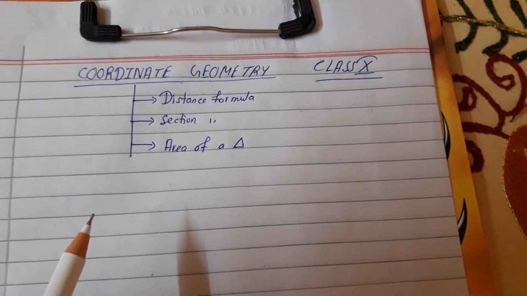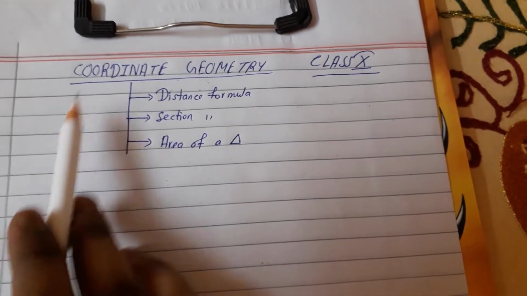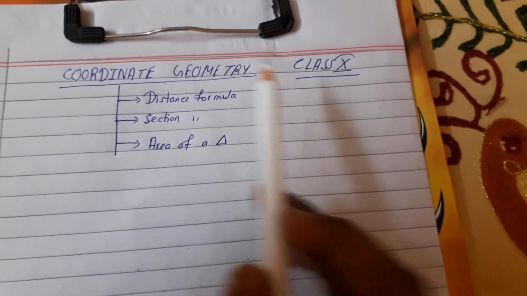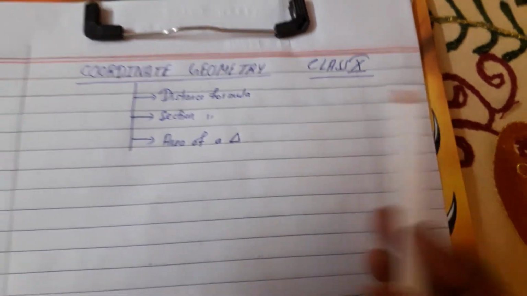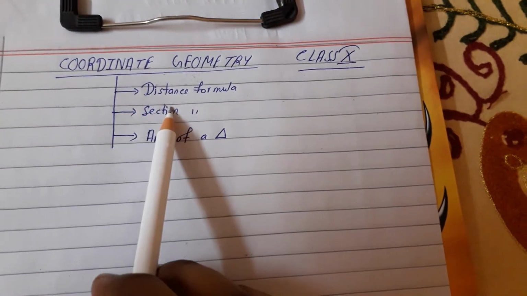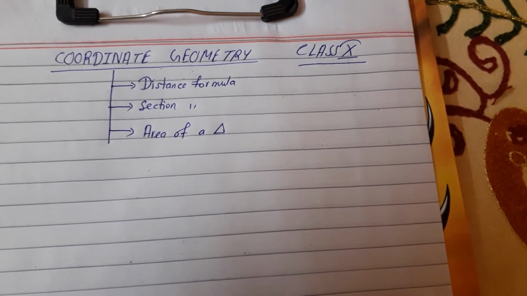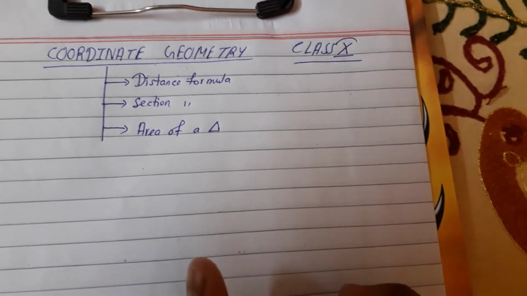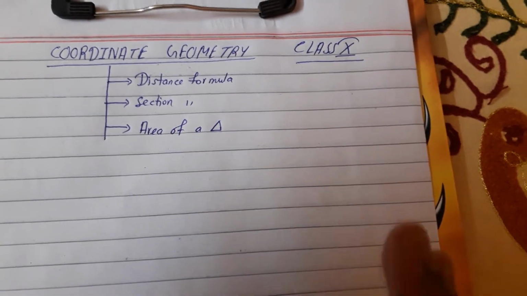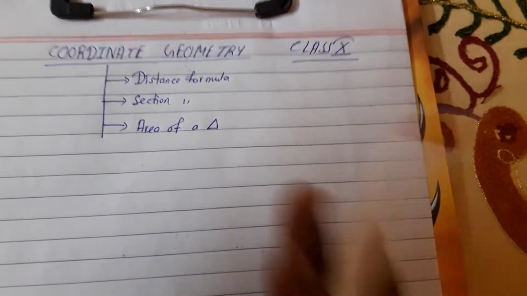Students, today I will teach you the chapter on coordinate geometry, which you have in your class 10 syllabus. This coordinate geometry is the only part of geometry which is very easy and very scoring. In this chapter you have to always remember the formula.